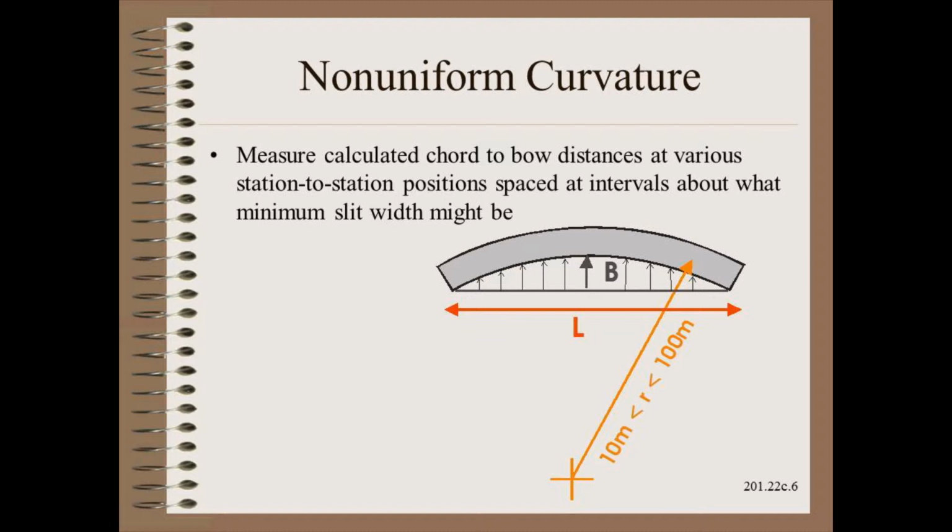Instead, we will discuss the first of two spreader quality measurements that you or your supplier can make. Desirably, the local radius of curvature is constant across the width. From geometry, you can calculate the cord to bow distance at various positions across the width. The spacing should be similar to what your minimum slit width would be.